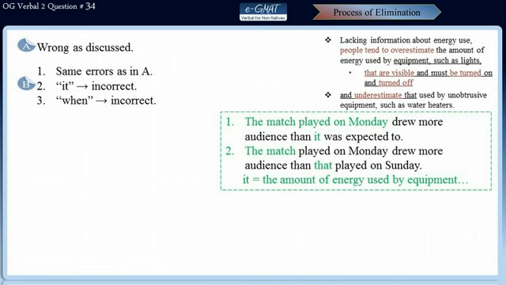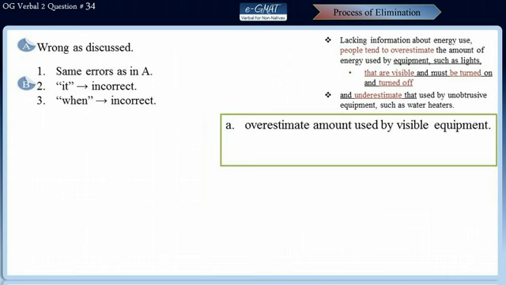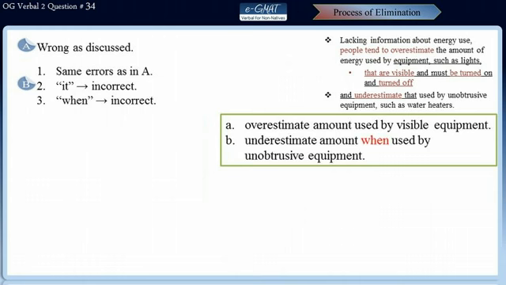Also, use of when is incorrect in this choice because this again leads to illogical comparison. Well, what do people do? People overestimate the amount of energy used by visible equipment. That's our first entity. The second entity is people underestimate the amount when used by unobtrusive equipment. Now, when in the second element brings timing into the picture, which is absolutely illogical, and this leads to the parallelism error here. So for these reasons, choice B is not the correct answer.